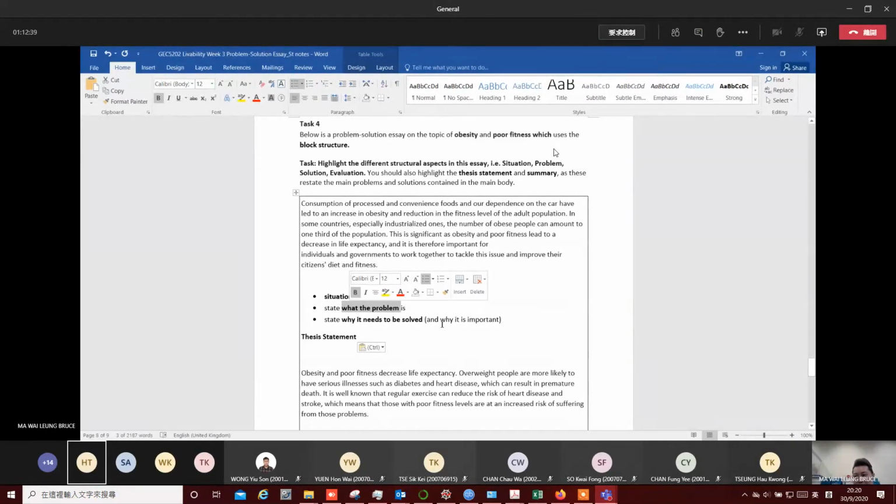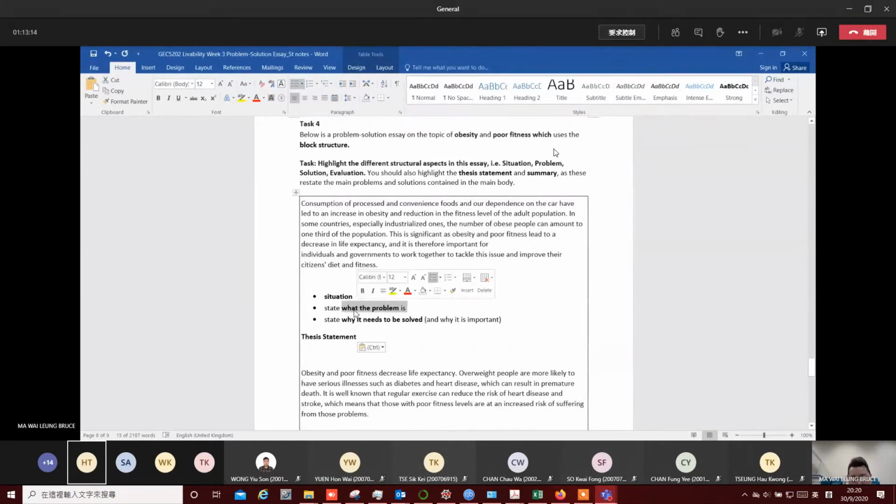Unless you haven't utilized the word limit, if you have not really exceeded the word limit, you can write the situation. In some countries, especially industrialized ones, the number of obese people can amount to 1/3 of the population. This is significant as obesity and poor fitness lead to a decrease in life expectancy. Right? And therefore, it is important for individuals and governments to work together to tackle this issue and improve their citizens' diet and fitness.